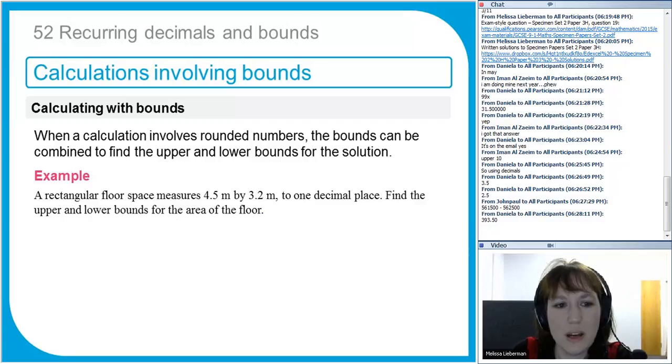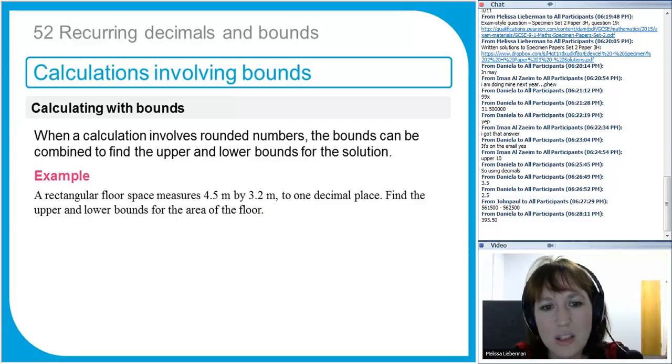So for example, if you have a rectangular floor space and it measures 4.5 meters by 3.2 meters to 1 decimal place, so in the context of meters, that's to the nearest 10 centimeters. We could be very, very accurate and measure it to millimeters, but we've just rounded to 1 decimal place. Find the upper and lower bounds for the area of the floor. So how does that work? The first thing we need to do is work out the upper and lower values for 4.5, the length, and the upper and lower values of 3.2, the width, and then we combine those.